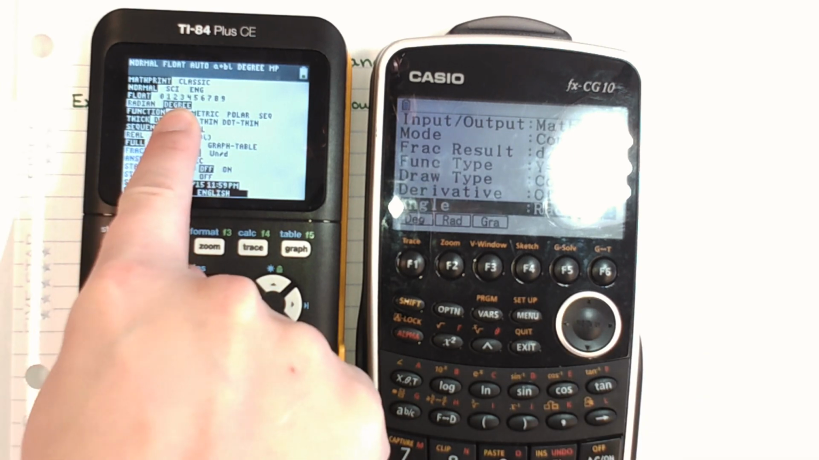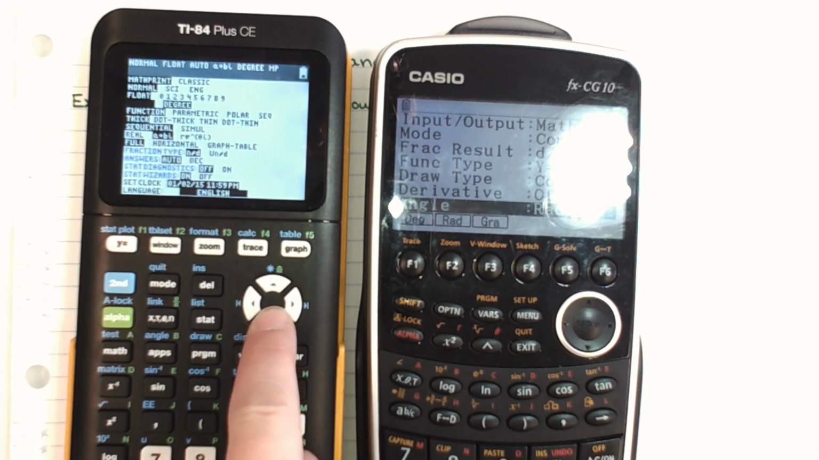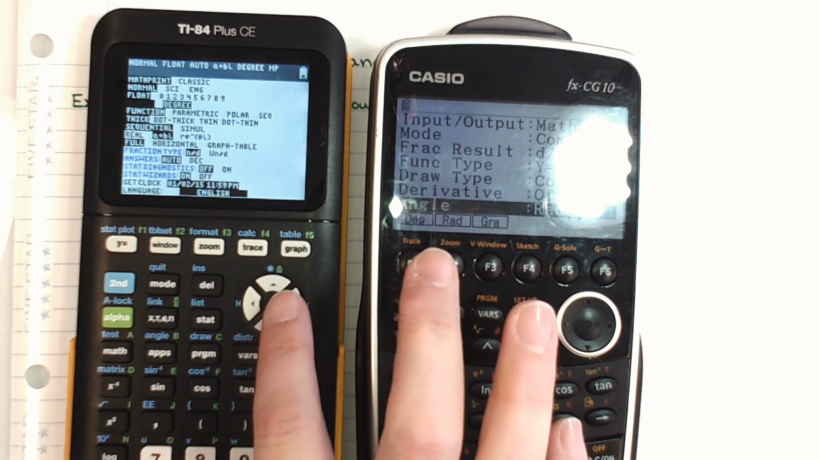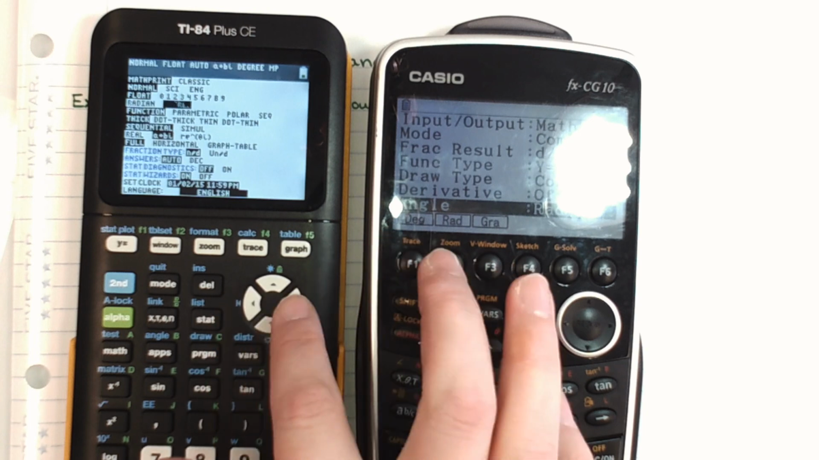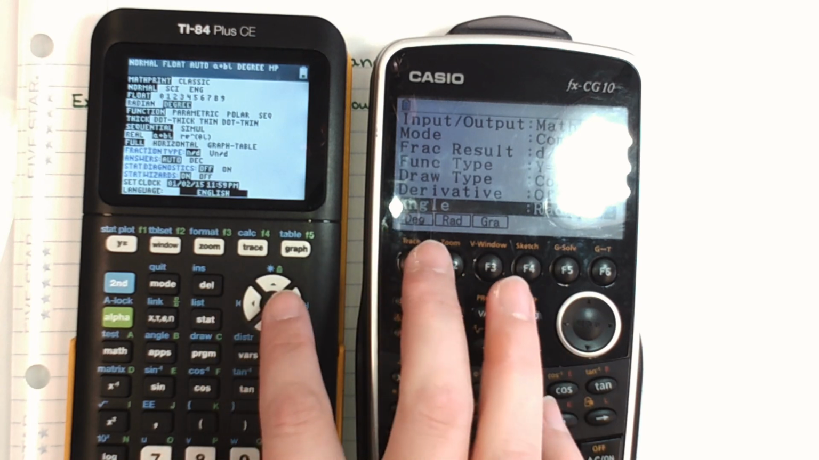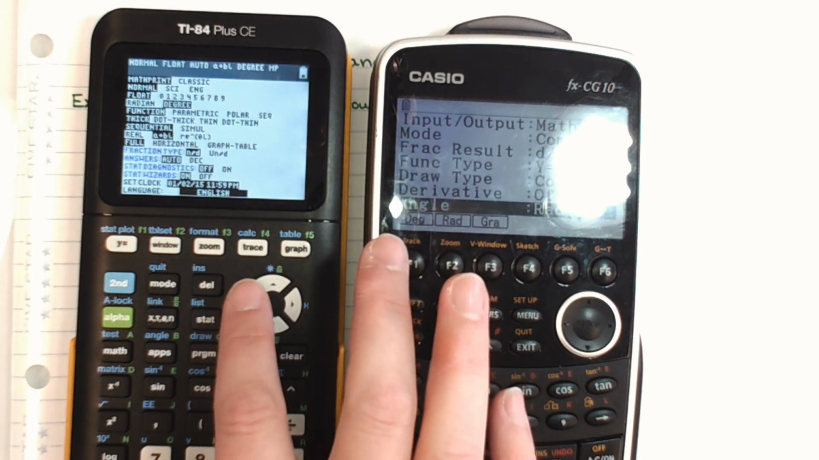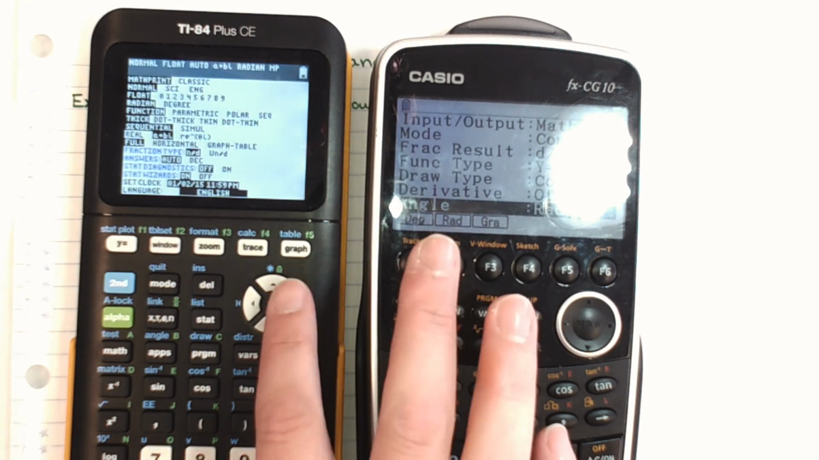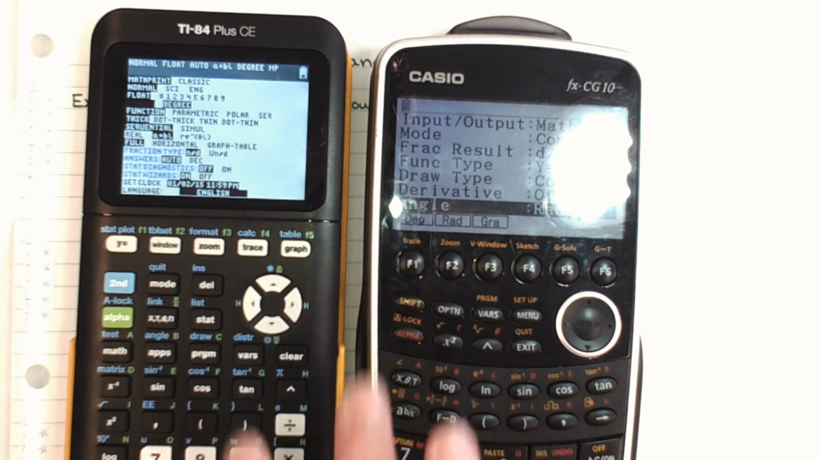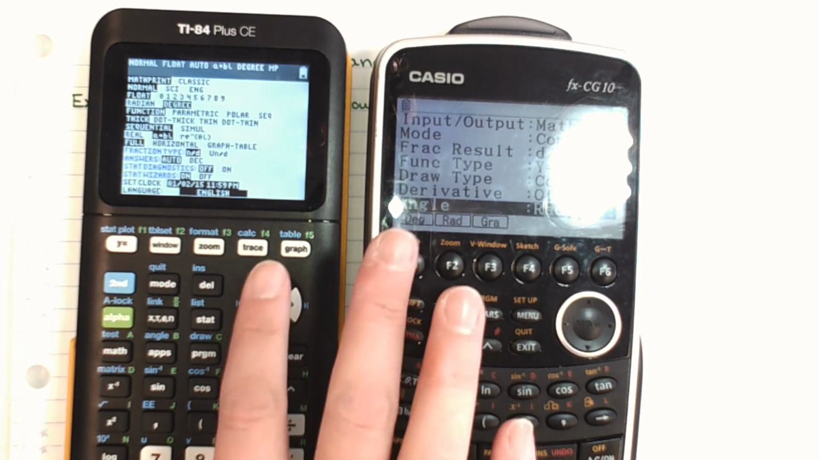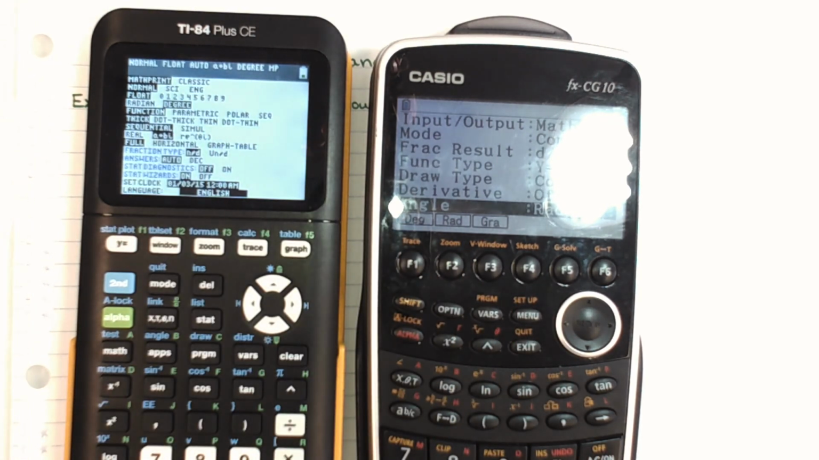I want degree highlighted. So if it's not highlighted on your TI, scroll down. Once you get to this part, you can go left and right. Go over to degree and click enter. Mine already was highlighted, so it's not going to do anything. But you can change the units by going back and forth and clicking enter, and whichever one's highlighted is the one that it's going to be in.